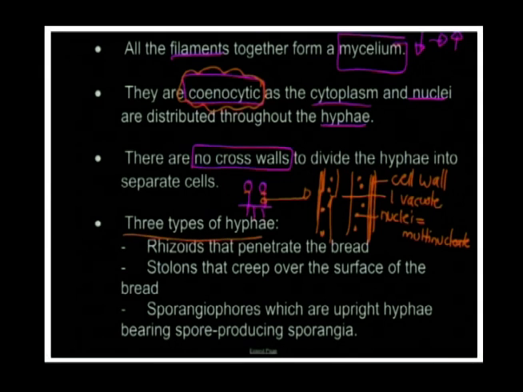There are three types of hyphae, as mentioned: rhizoids that grow down, stolons that grow across, and the sporangiophores that grow up. And remember, when the bread mold becomes mature, the sporangiophores will develop sporangia on them.